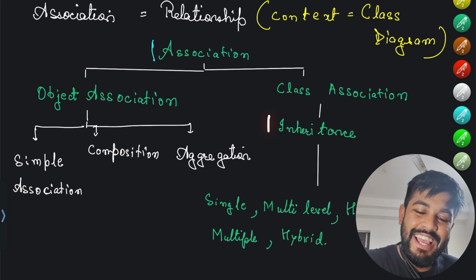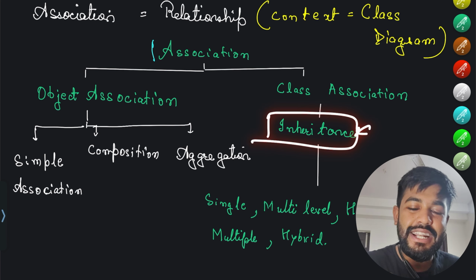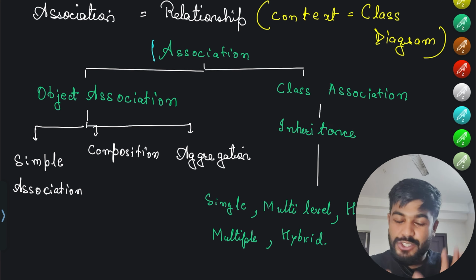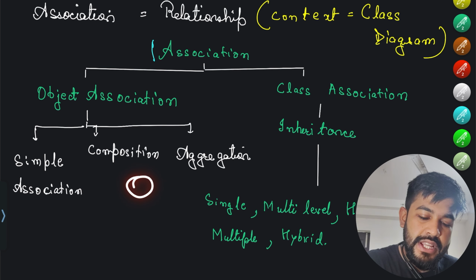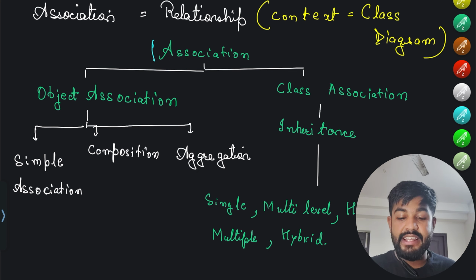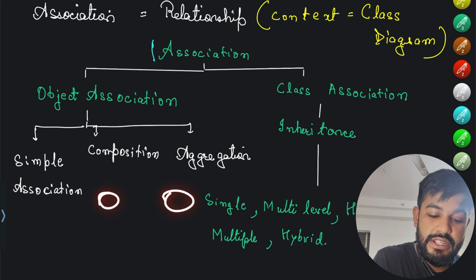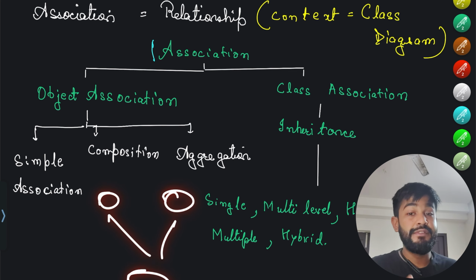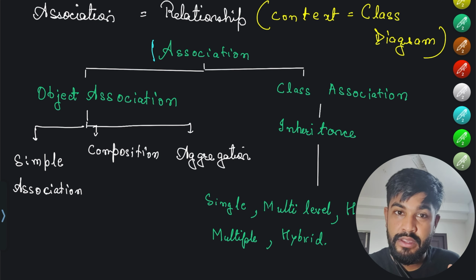It can have only one type of relationship, that is a kind of inheritance. There are different forms of inheritance. One is single inheritance, one is multi-level inheritance, then we have hierarchical inheritance, then we have multiple inheritance, then we have hybrid, which is the mix of everything.